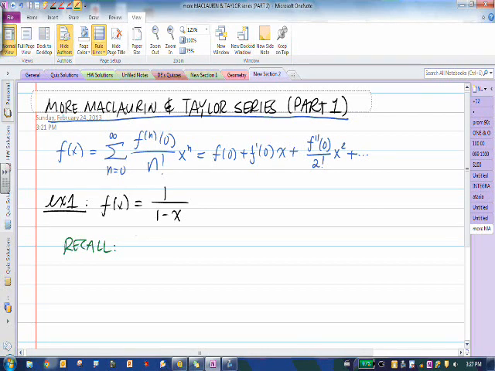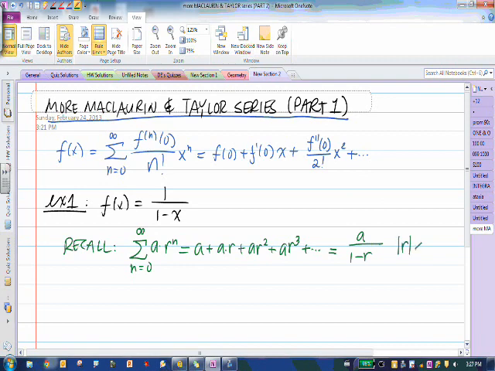Recall that a geometric series has the form sigma n equals 0 to infinity a times r to the n, which, if you expand it out, looks like a, plus a times r, plus a times r squared, plus a times r cubed, plus on to infinity. There's a formula to find the sum of a convergent infinite geometric series, and it was this: a over 1 minus r, provided that the absolute value of r was less than 1. So if we look at this series, it very much has the same form where a is 1 and x is r.